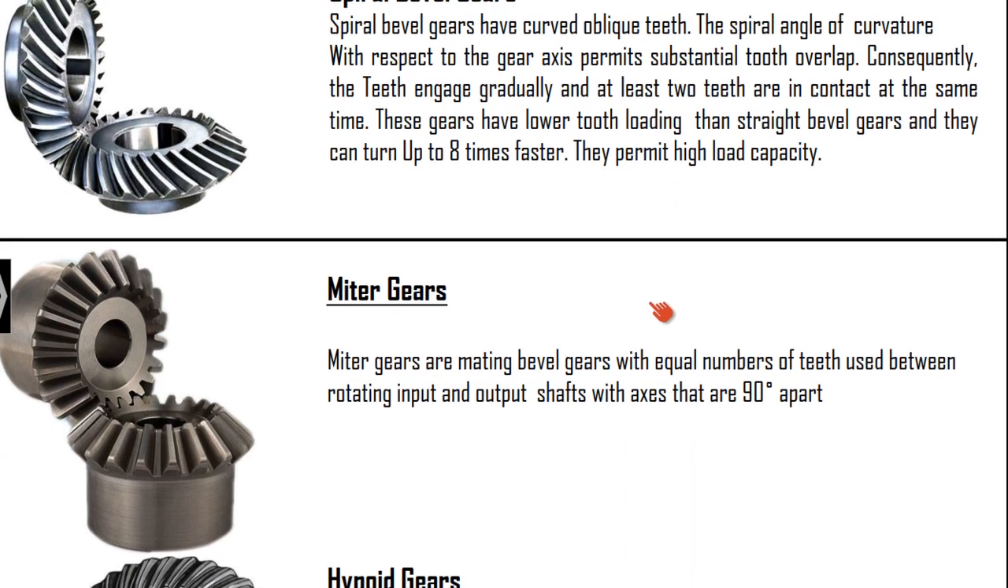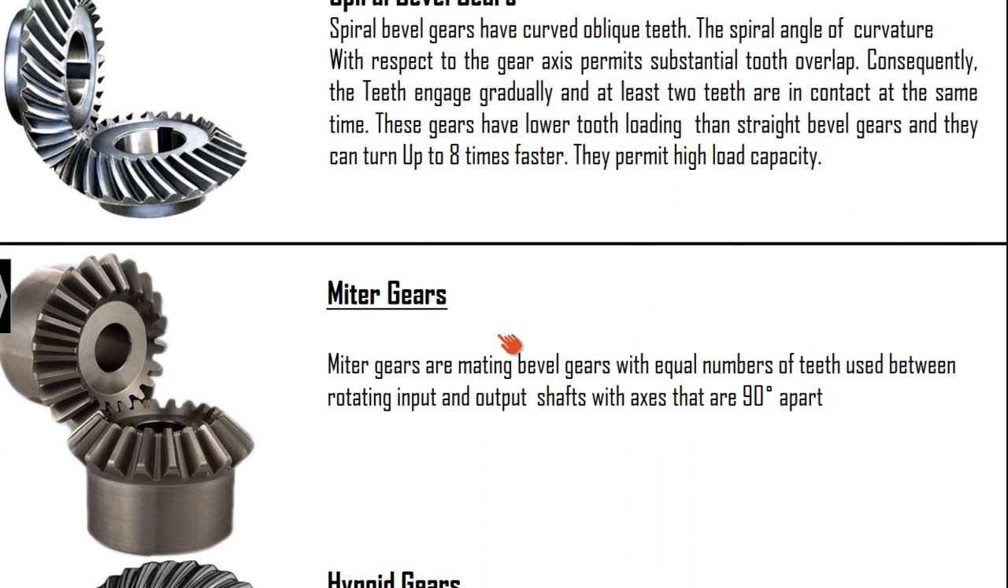Now comes the miter gear. The name is completely different. A miter gear looks very similar to a straight bevel gear, but what is the difference? The main difference is that in a miter gear, the number of teeth on both the wheels, both the gears, is one and the same, and they are 90° apart. These are called miter gears. So, without stating the angle between the axes, they can simply state miter gear. If it is stated as miter gear, definitely you have to choose the same number of teeth for the pinion and the gear.